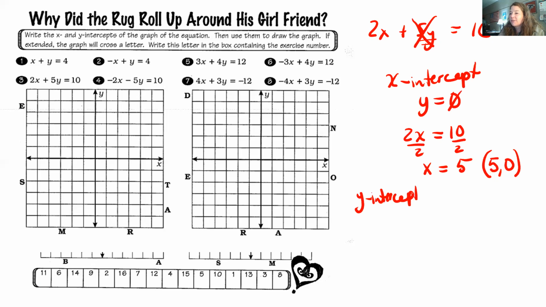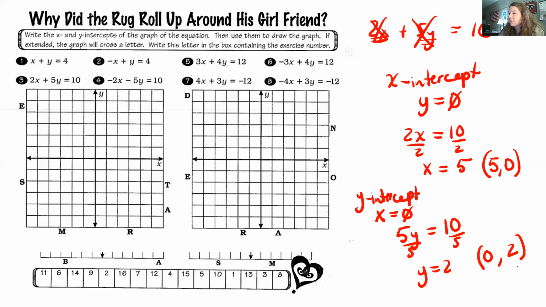Now I'm going to do my y-intercept. I know we already know what it is because we just solved for slope-intercept form, but just as practice, this time we're going to make x equal 0. So what's 2 times 0? 2 times 0 is 0. That would go away. So I would be left with 5y is equal to 10. And then when I divide both sides by 5, I find out that y equals 2. So when does y equal 2? When x equals 0.